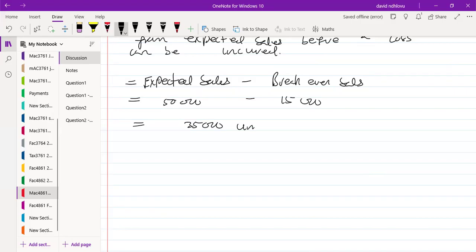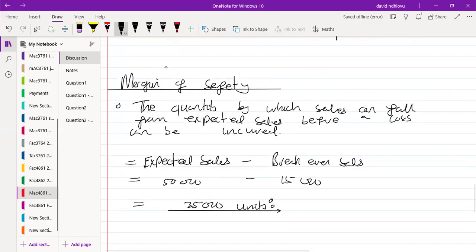So we are saying we can have sales dropping by 35,000, and at least the entity will be able to survive because we'll make neither a profit nor a loss. We'll be able to survive maybe for 1 or 2 years, and then we can try and put a remedial action in place to improve so that we get profit. But if your sales drop above 35,000, then you are immediately under pressure as an entity because you'll be making losses and the company will not be able to survive. Are we clear on what margin of safety is?